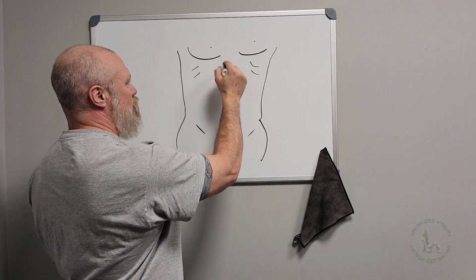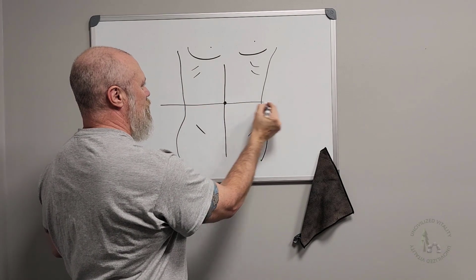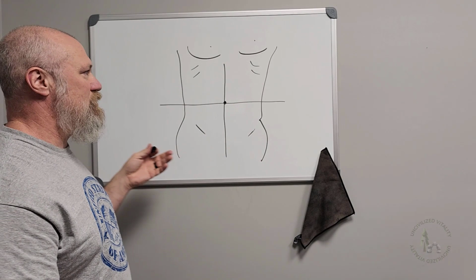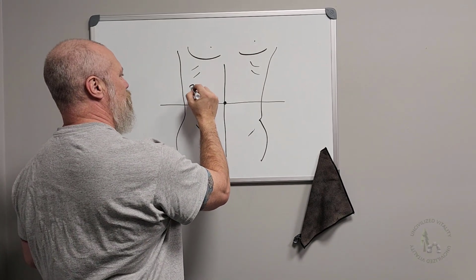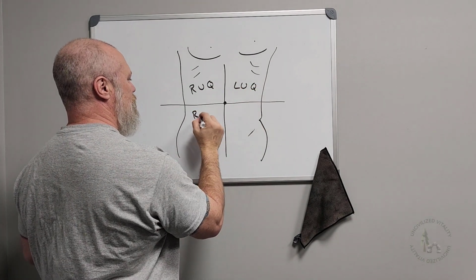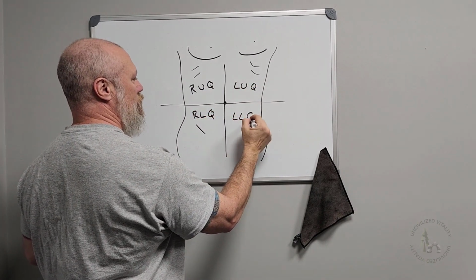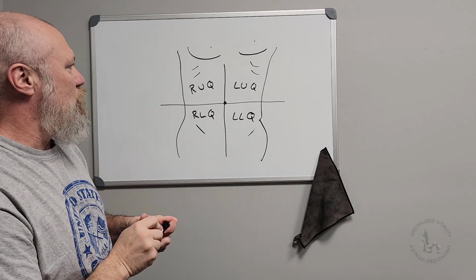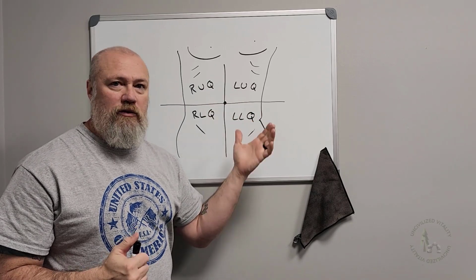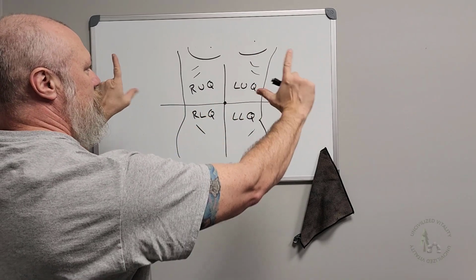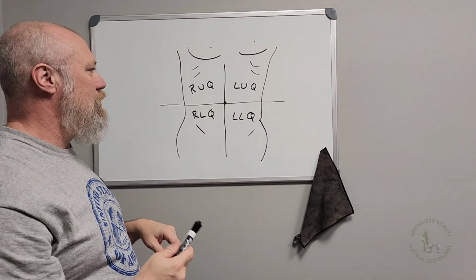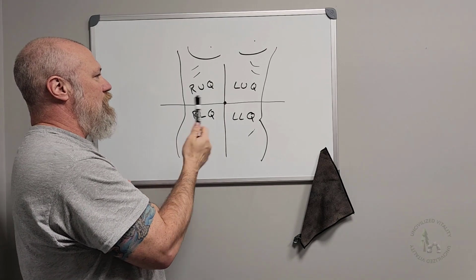The simplest way is to just draw a transverse line and a vertical line through the umbilicus. This just divides us up into quadrants. We have a right upper quadrant and a left upper quadrant, a right lower quadrant, and a left lower quadrant. All right. So using that as a quick and dirty way to divide this up so you can talk about structures in the quadrants. And don't forget that it's the body's left and the body's right, not your right and left. Don't mix that up when you're referring to the quadrants.